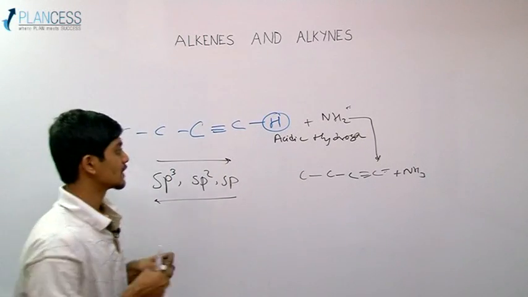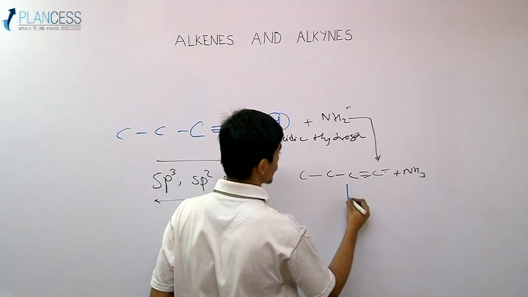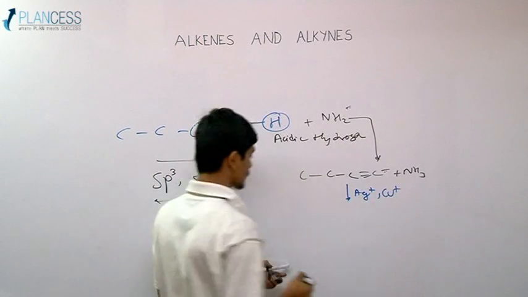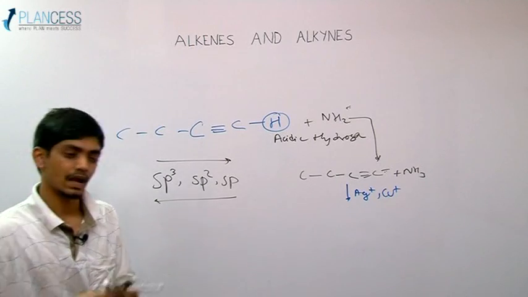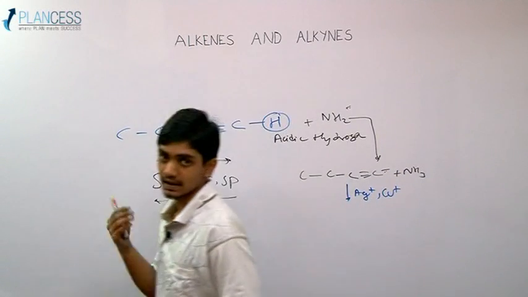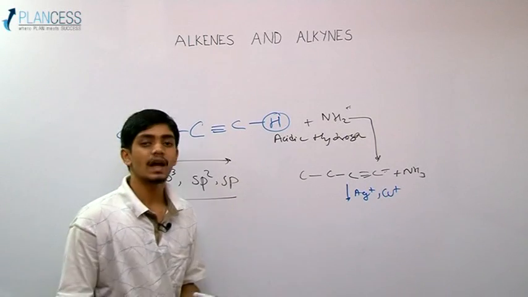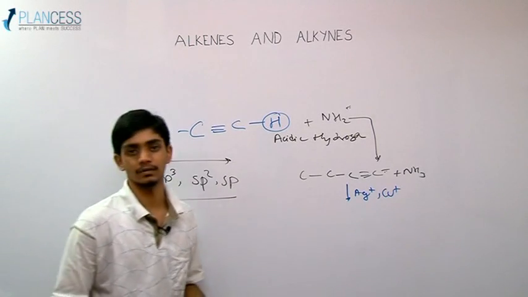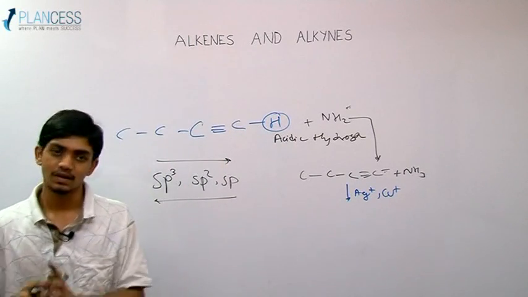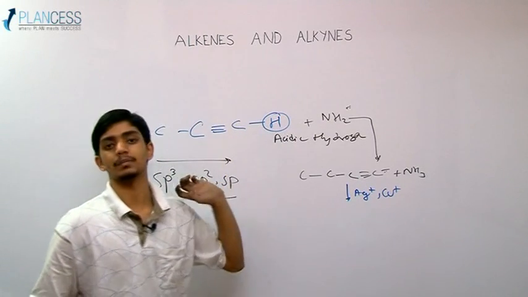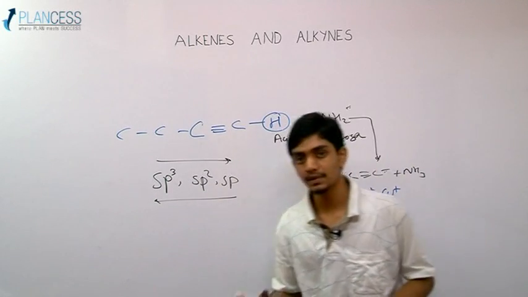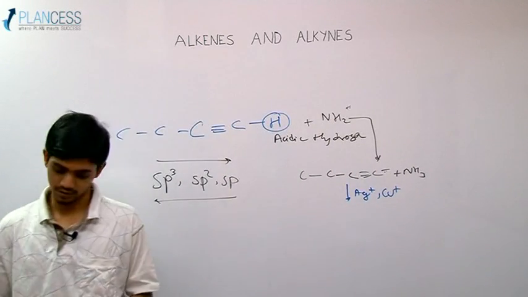Why? Because this negative ion can now react with heavy metal ions like Ag plus and Cu plus, and get precipitated. You collect the precipitate and get the alkyne back, and you have purified the alkyne. Because only this will precipitate, and the precipitate contains purely only the alkyne part and no other reagent. So this is actually a property which can be used for purification.